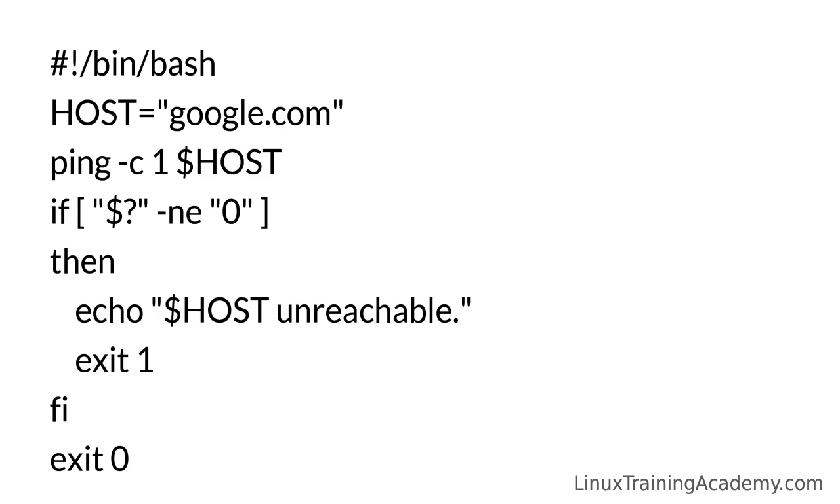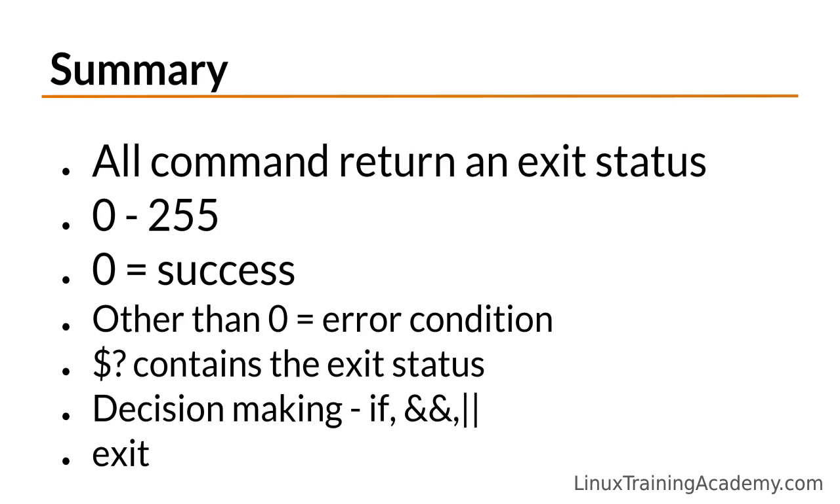Maybe a return code of 1 means that one type of error occurred, while a return code of 2 means that a different type of error occurred. If you have scripts that are executing other scripts, then you can program accordingly to these return codes if you need or want to. In this lesson, you learned that all commands return an exit status.